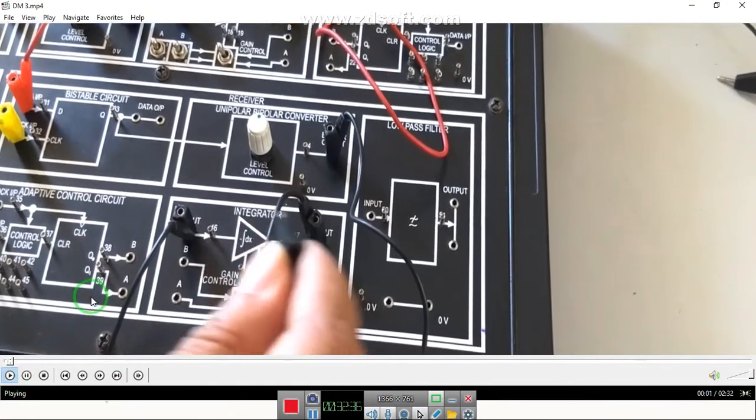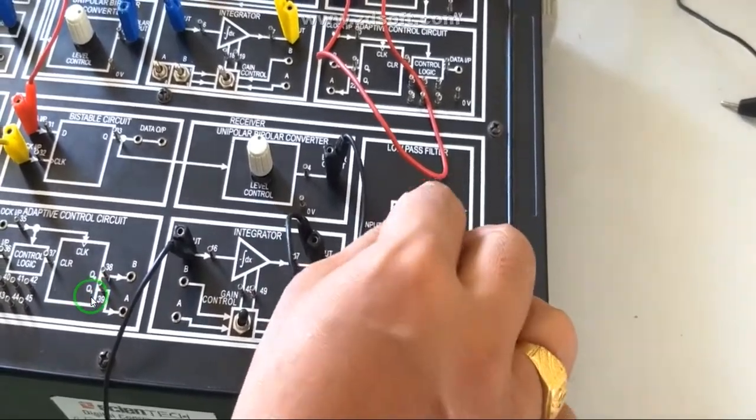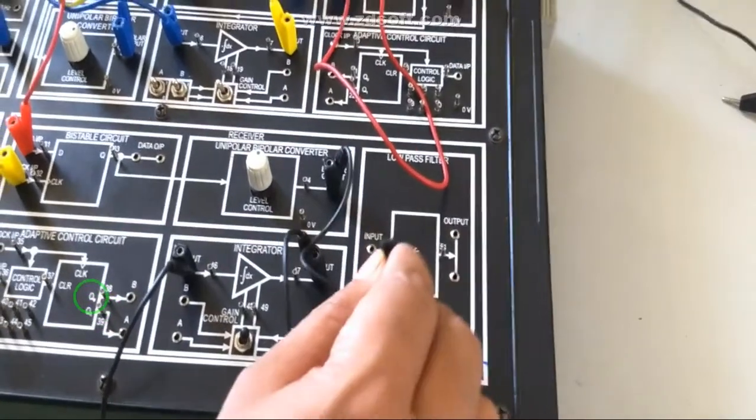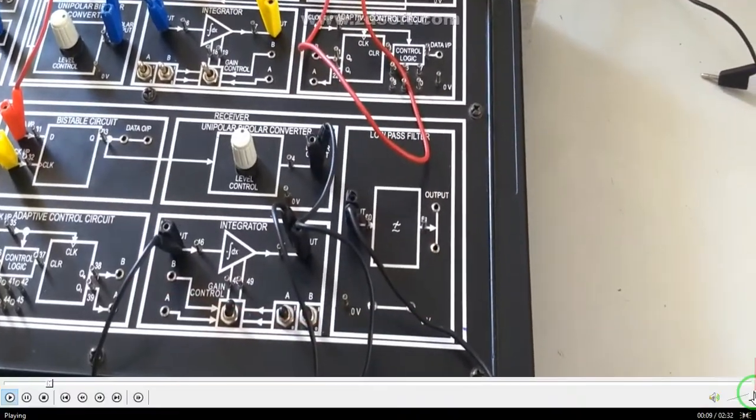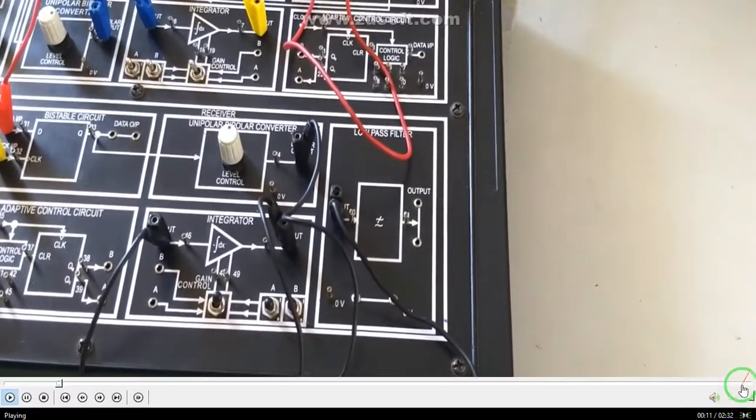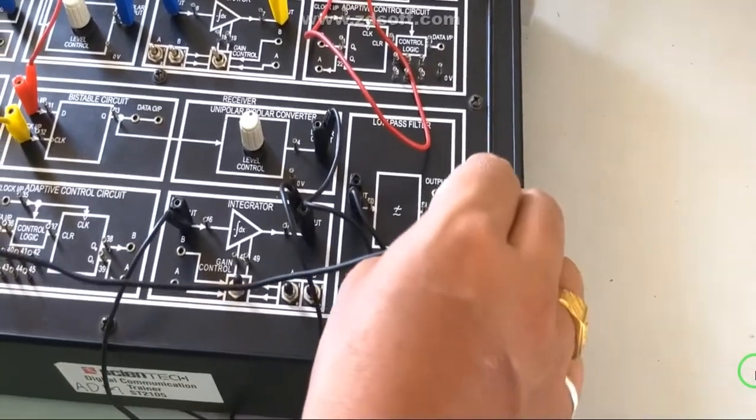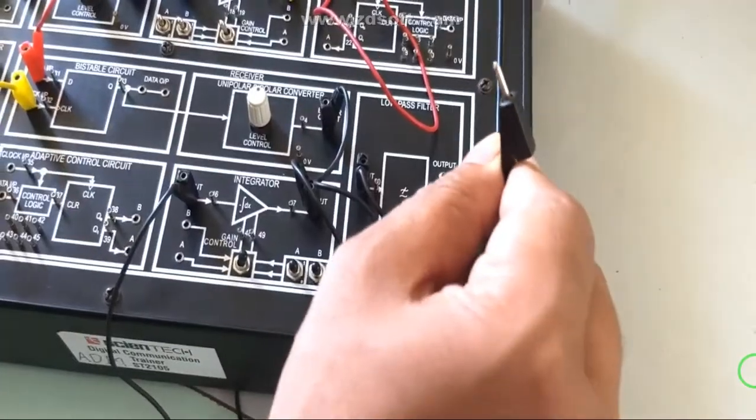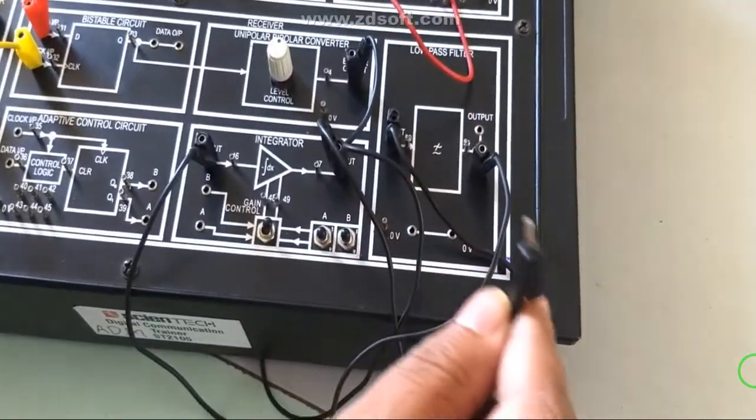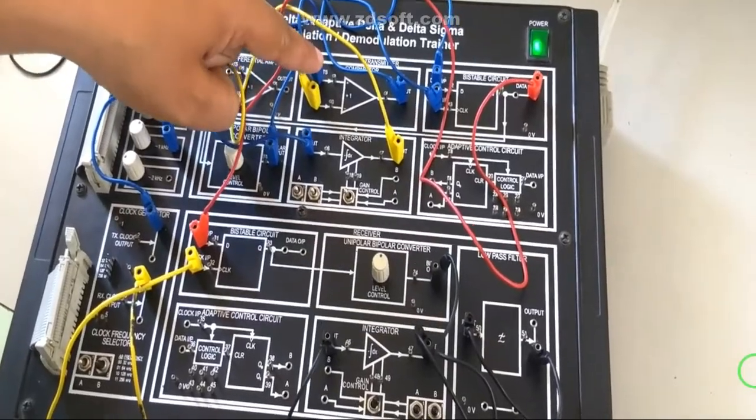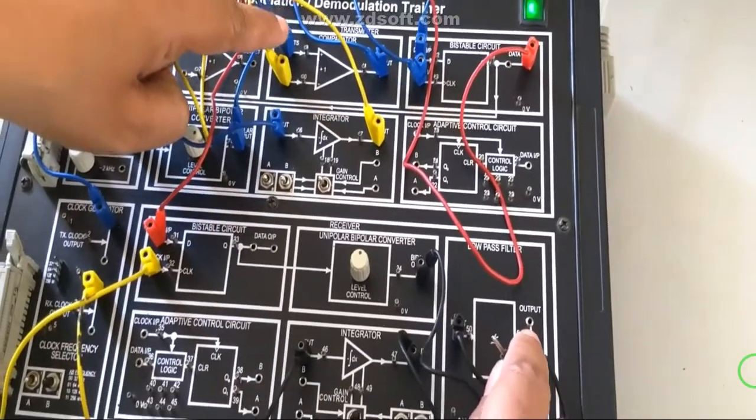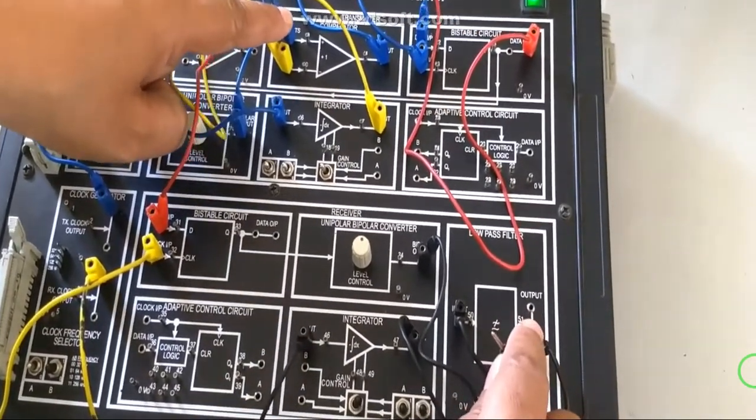The output of the integrator has been given to this Butterworth low pass filter, that is pin number 50. It is the input. Now we are going to observe the output of the low pass filter. This is the output of the low pass filter. Now we are going to observe the input wave that we transmitted and the receive wave, how it is going to be received.